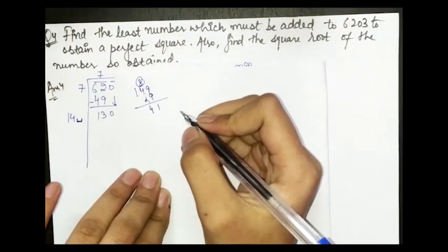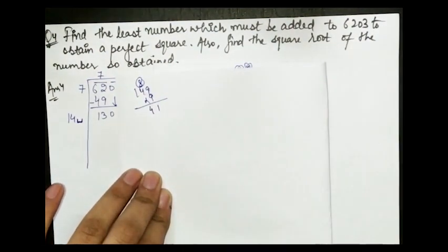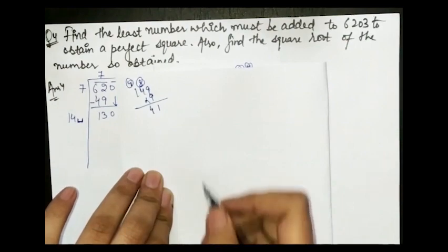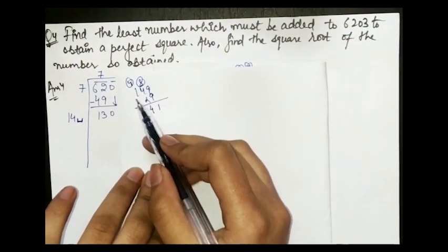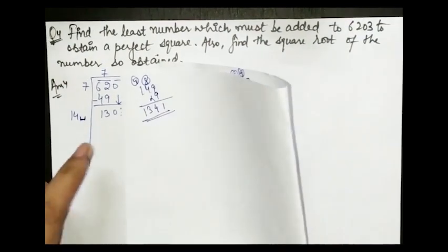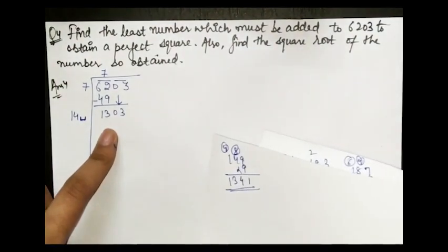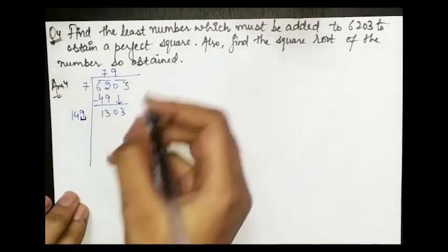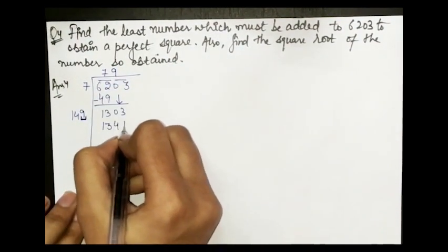This will be coming 4, means 4 will come here and 4 will come as carry. So 9 ones are 9, 10, 11, 12, 13. So 1341 is the next number which is bigger than 1303. So at 9 we will be writing 9 here and 9 here, and the number is 1341.